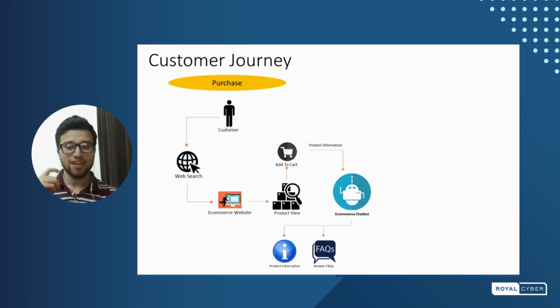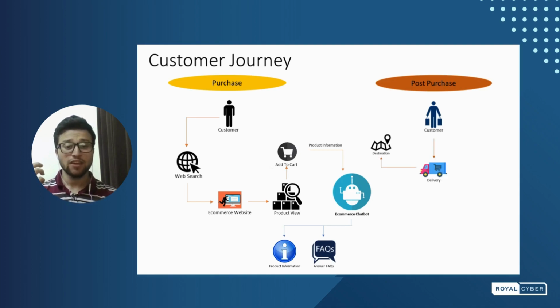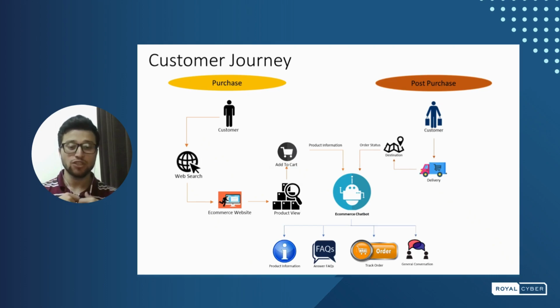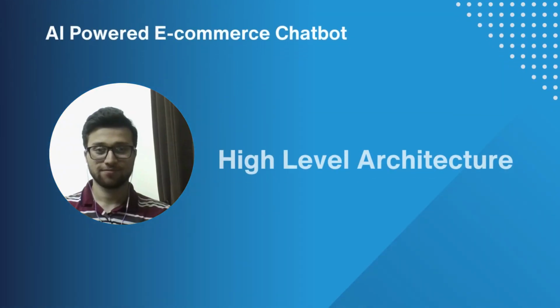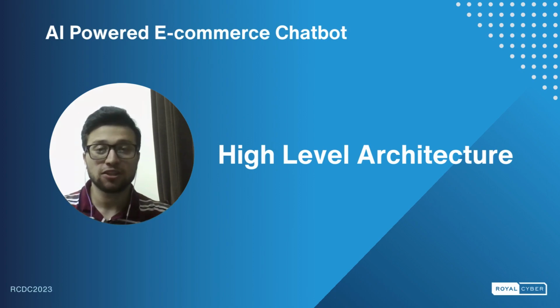well. Now let's see a customer who orders something and it is supposed to be delivered to some destination provided by that customer. And the customer wants to know the status of the order. So he can ask the chatbot using the order ID, and the chatbot can track that particular order and give info regarding the status of that order. A customer can also have a general conversation with the chatbot as well. Now let us look at the high level architecture of this AI powered e-commerce chatbot.